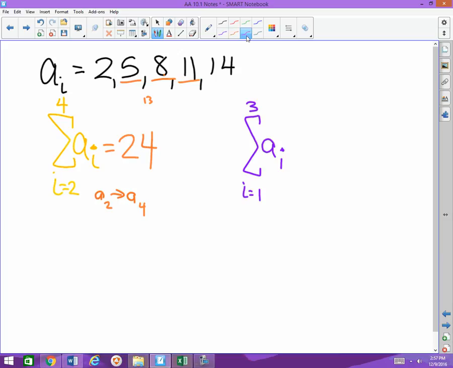This one here says we have to take A sub i and add the first term through the third term. So we're going to take 2, 5, and 8 to get 15.